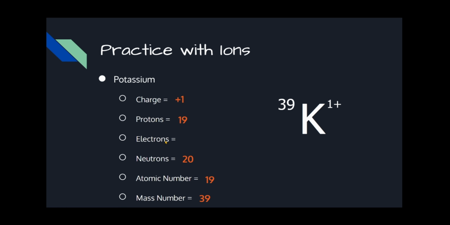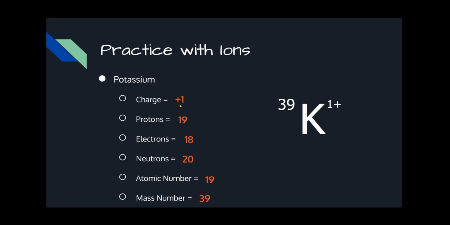Now for my electrons, remember I have a charge of +1. The only way I can get a charge of +1 is if I have more protons than electrons. It's the only way I can get a positive charge, is more protons, more positive than negative. And this number here will tell me exactly how many more. In this case, it's one more, so I would have 18 electrons. If this was +2, then I would have 17 electrons.